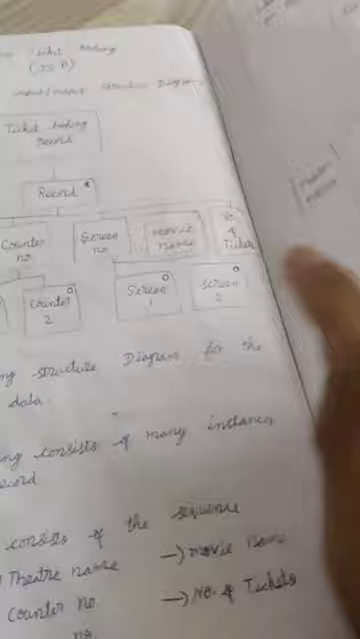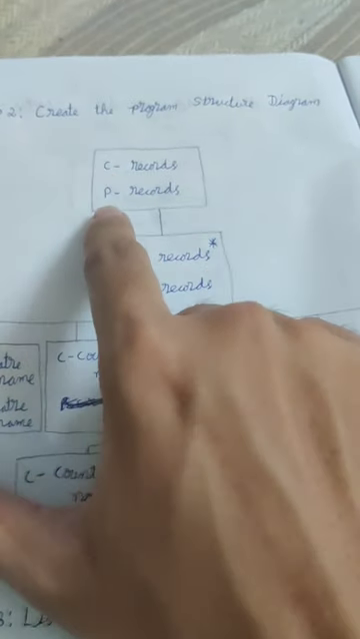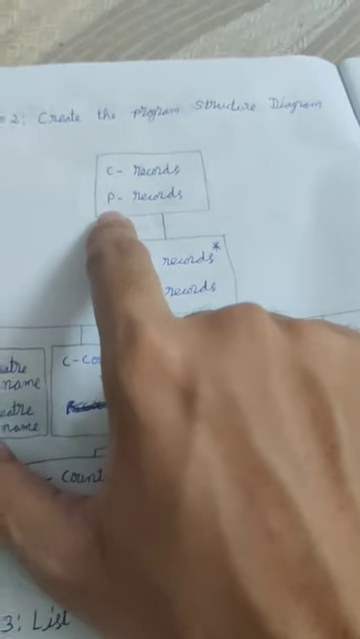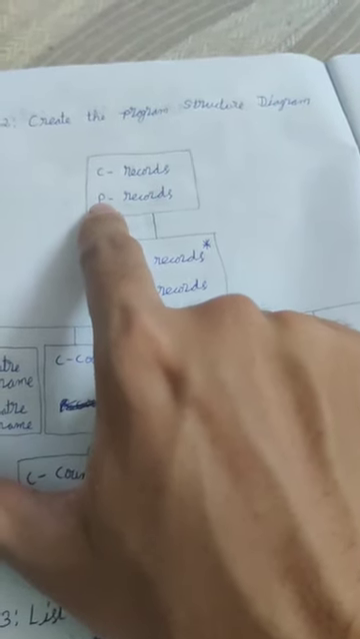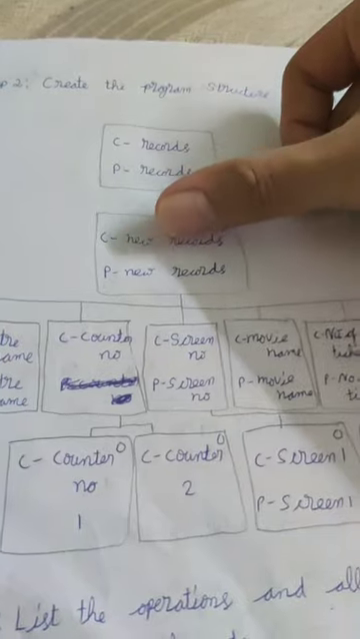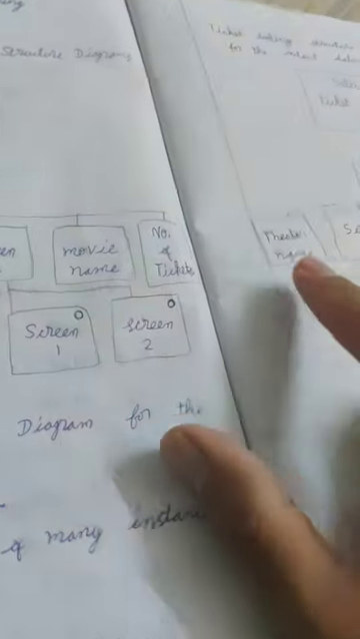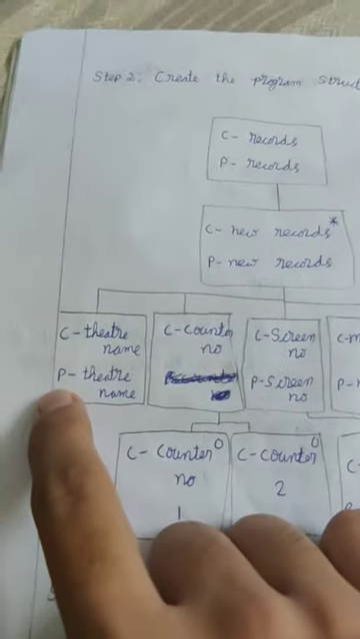The second step is to create the program structure diagram. That means we have to combine both the input structure diagram and the output structure diagram. C stands for consume, that means input structure diagram, and P represents produce, that means output structure diagram. Where a record is in both input and output, we mention C and P here, and the new record we have taken is also CP. Here theater name is in both the input and output structure diagrams, so CP must be put.